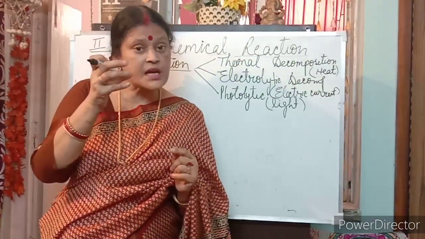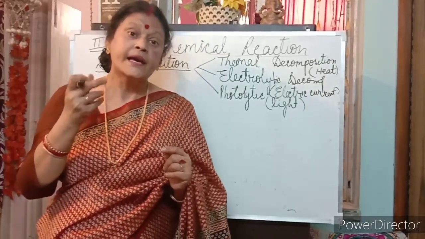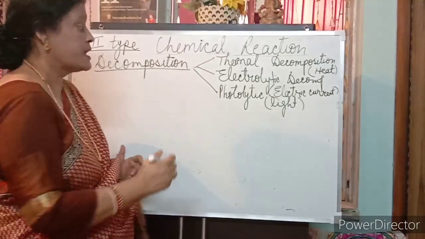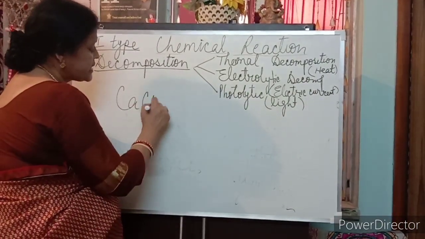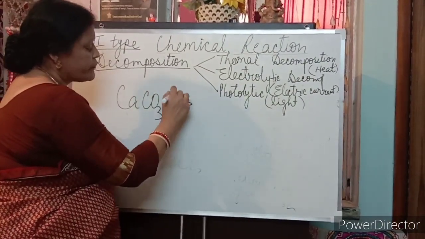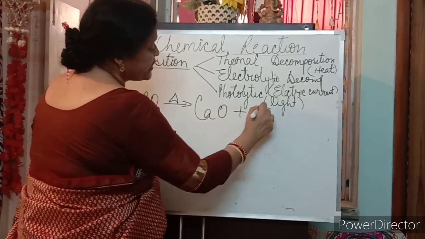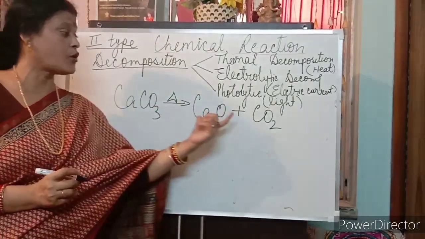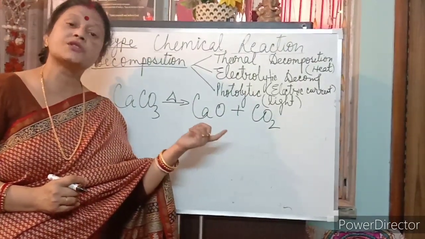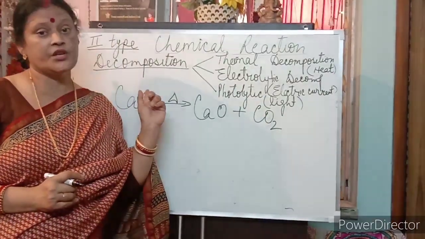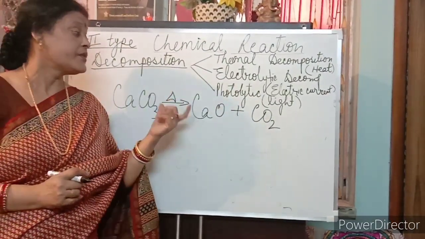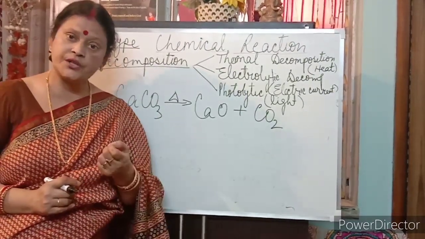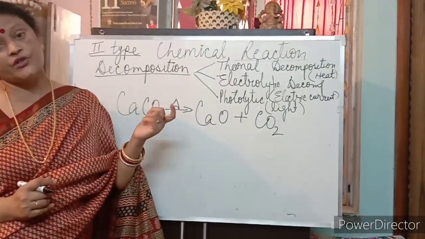In combination, two simpler substances combine to form a complex one. Here one complex substance breaks down into simpler substances. Suppose the complex substance is calcium carbonate; in presence of heat it forms calcium oxide plus carbon dioxide. That means the breaking down of a complex substance to form two or more simpler substances is just opposite to combination. From the point of view of the exam, they ask this question: which reaction is opposite to that of the combination reaction? The answer is decomposition reaction.